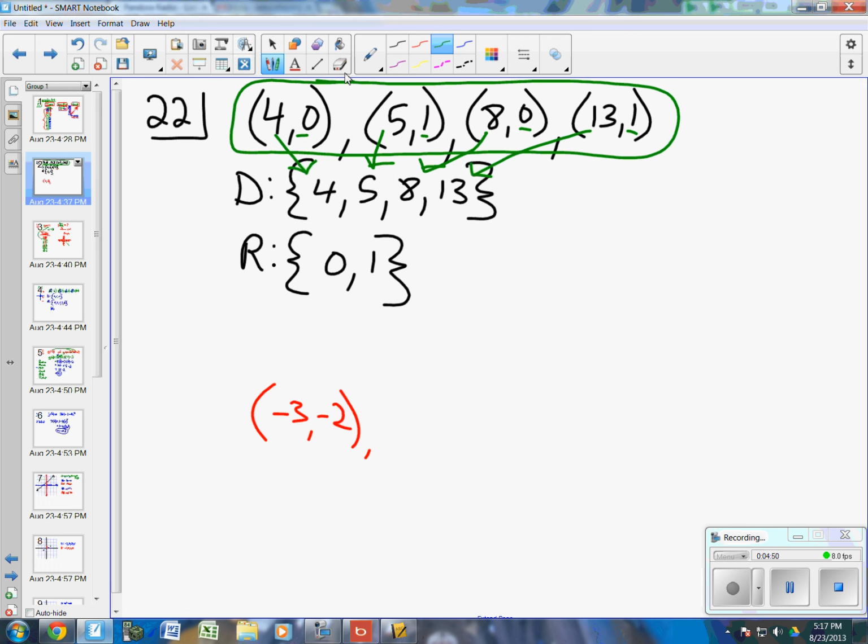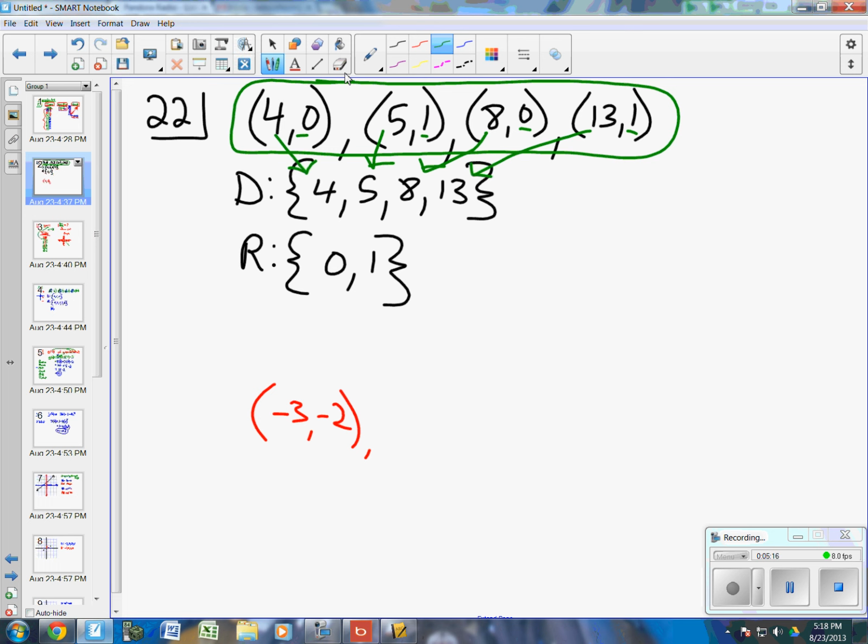I'm not sure why I have that -3, -2 there. Oh, I remember. If you look at 23 and 25, 23 is 4 points. 23 and 25 are done the same way as 22. It's just that it puts the points on a graph rather than in a table. So -3, -2 is the first point on number 23.